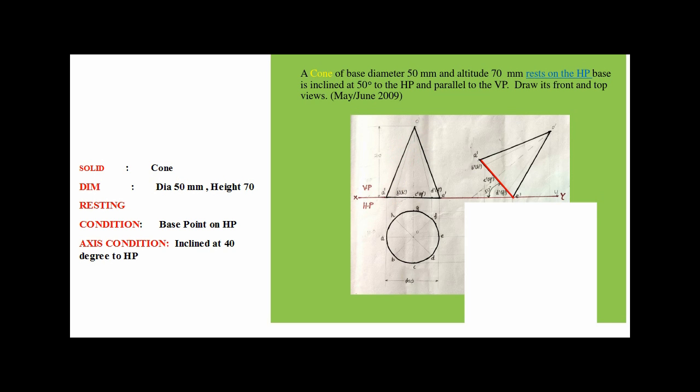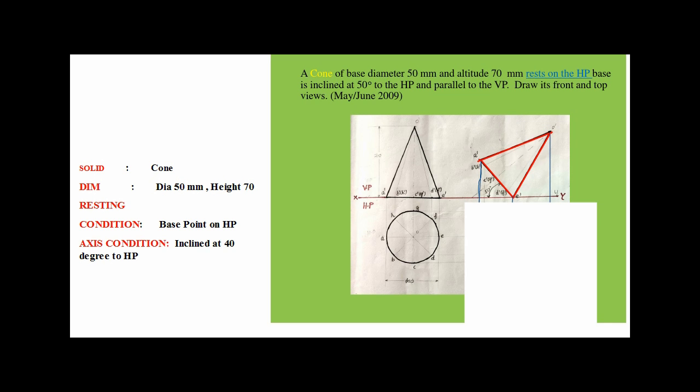With A dash as center and A dash O dash as radius, cut an arc. Similarly, with E dash as center and E dash O dash as radius, cut an arc. Similarly, from all the base points in the front view, draw the reference line. To save time, I am showing only some of the base points.